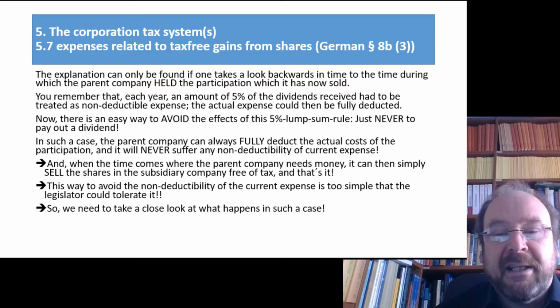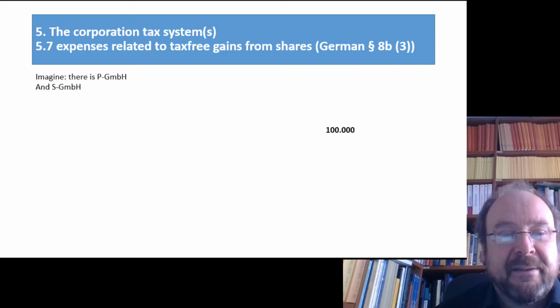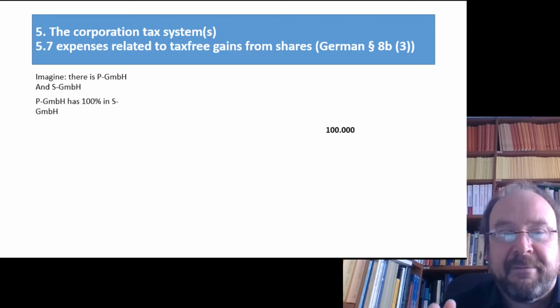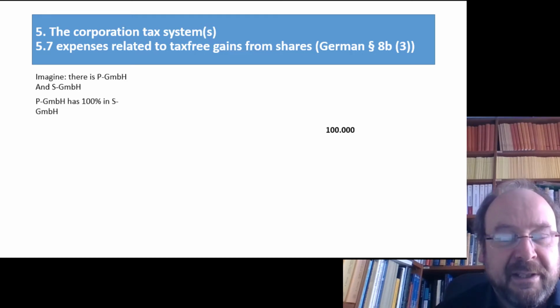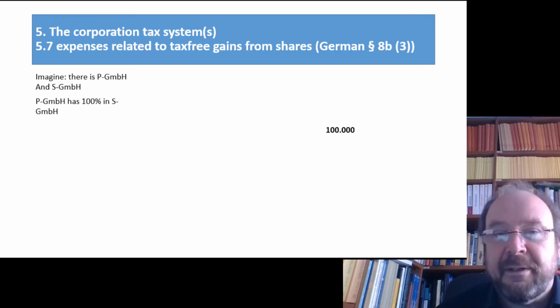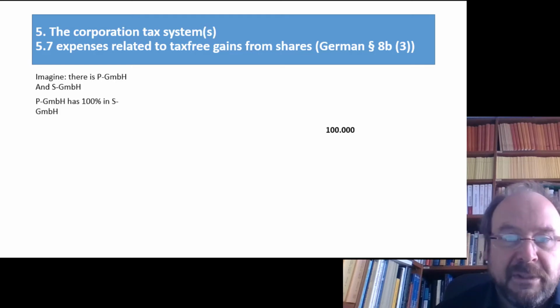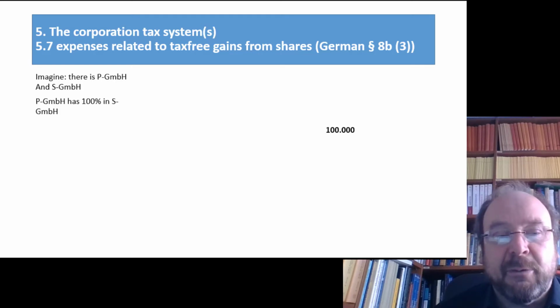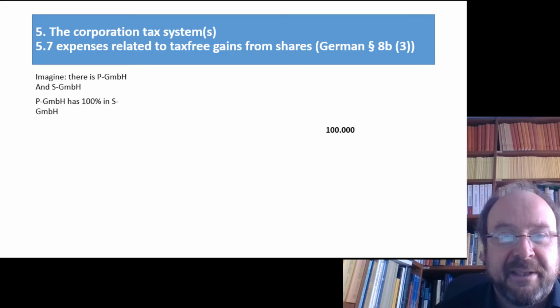Well, what they really did is, let's have a look at the economic situation in such cases. Imagine that we have two companies, the P GmbH and the S GmbH. Please ignore that 100,000, that's wrongly animated. It comes into play later. Now, P, for reasons of simplification, just has 100% in S GmbH, but that doesn't really matter.